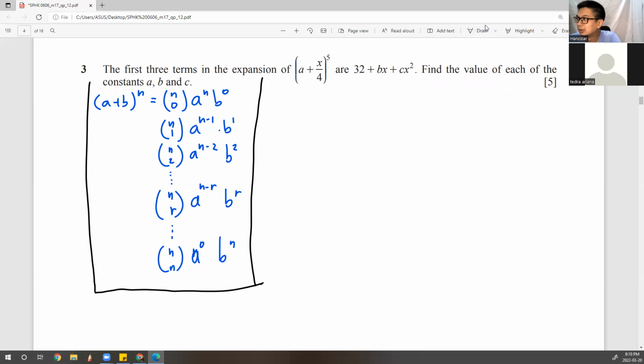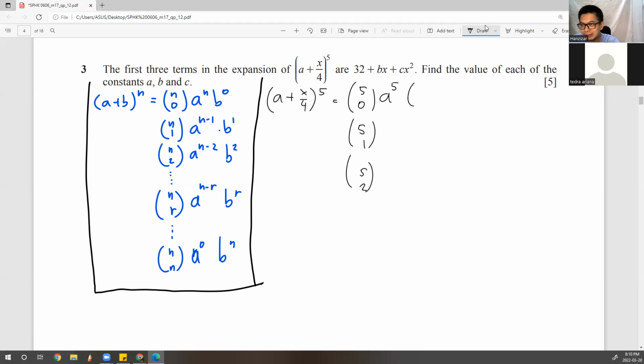So how do you expand (a plus x over 4) power 5? So a plus x over 4, not x power 4, I'm sorry, power 5. Start from 5C0, the first term. The second term, 5C1, b x itself. And then c x squared is 5C2, right? This is the first 3 terms. And then 5C0, it has to be a power 5, right? A power 5 minus 0, 5 itself. And then times b, wait, so this will be x over 4, the second variable, power 0, right?